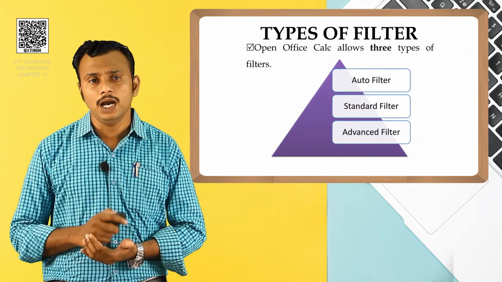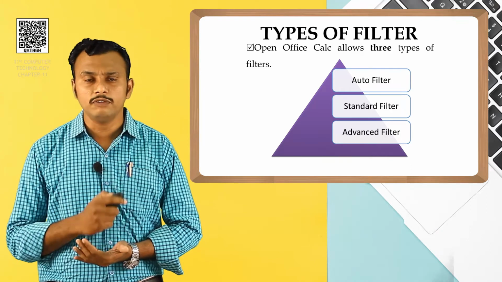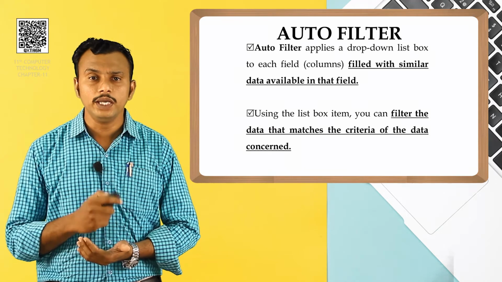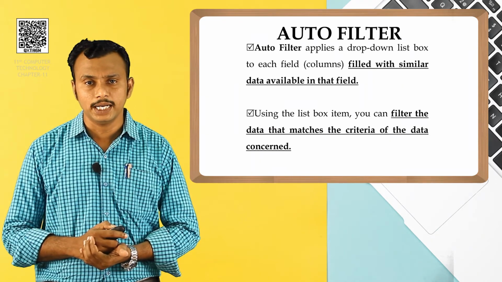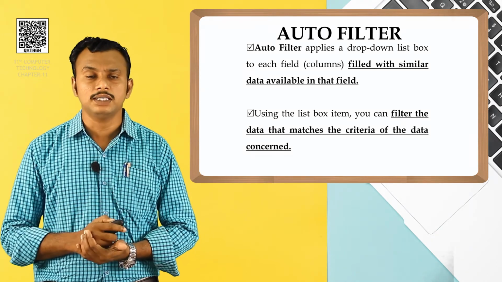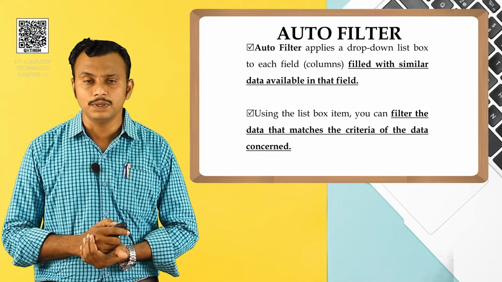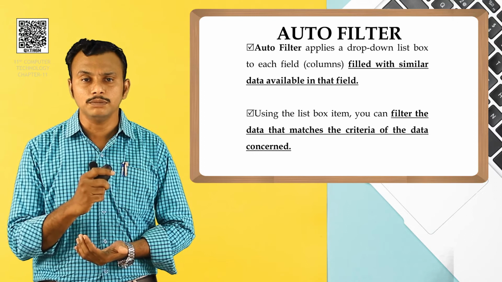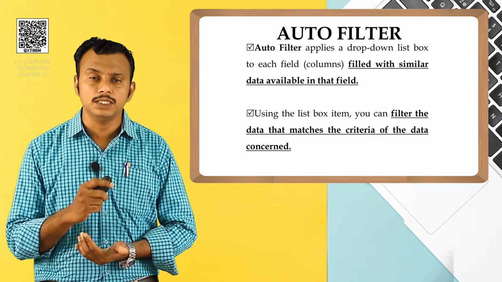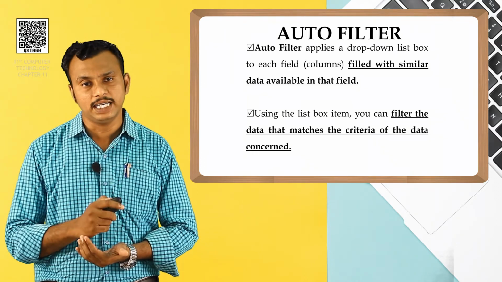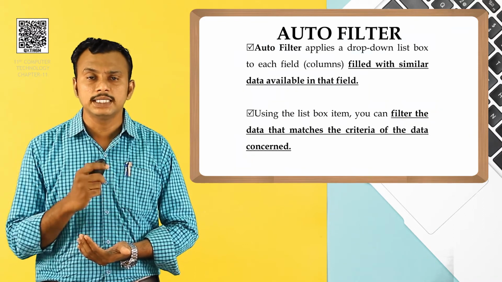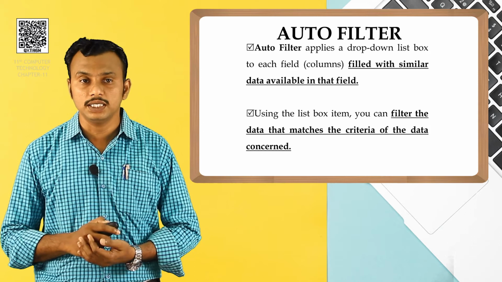What is meant by auto filter? Auto filter means it will filter in an automatic manner. How will it filter in an automatic manner? For that we want to select a particular column, or else we can choose from the menu bar. From the menu Data we can choose the option called Filter. There are three options: auto filter, standard filter, and advanced filter.